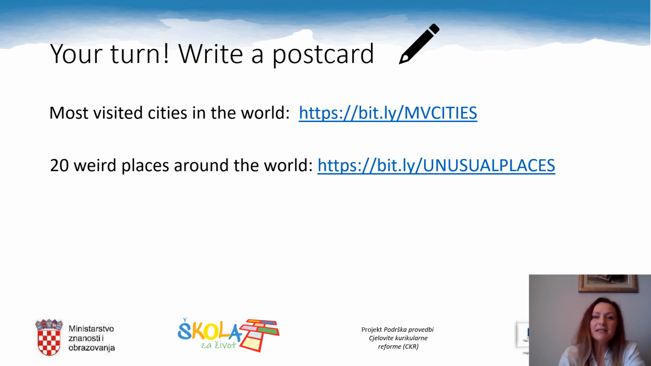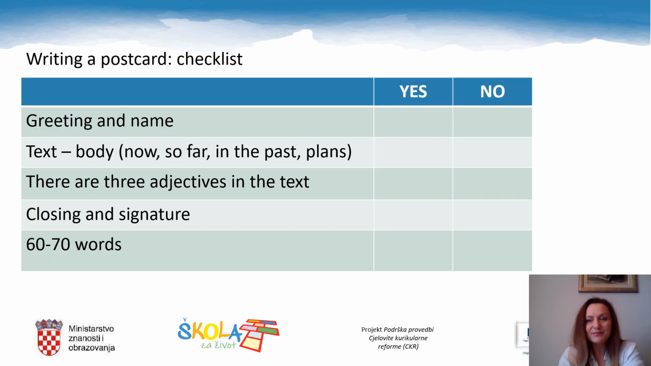Well, I think you are ready now to write your own postcard. You can choose a place where you want to write your postcard from. These links can help you, but you can also choose some place by yourself. Then think about the person you are writing to and write your own personal message. Your postcard should have greeting and name, a message with different verb tenses. You should include at least 3 different adjectives and finish your message with closing and signature. In the end, the message should have some 60 to 70 words.